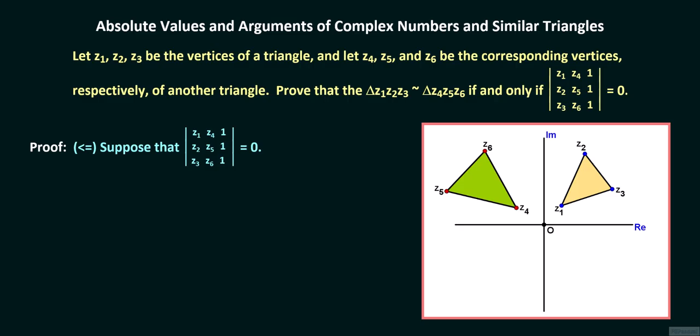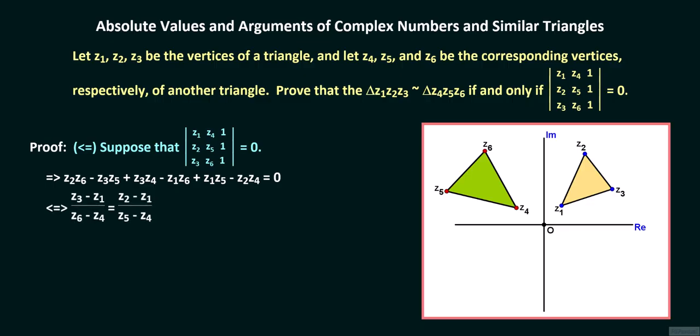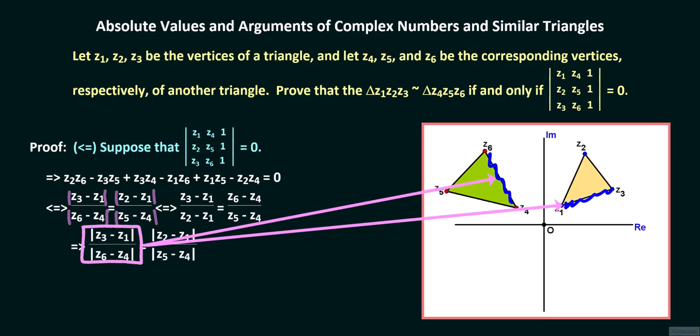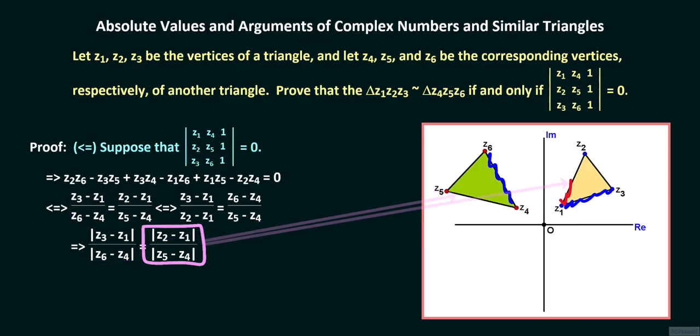We have already seen that the determinant is equal to this quantity. We are assuming it is equal to 0. One can show as an exercise that this equation is equivalent to these equations. We take the absolute value of every numerator and every denominator in the first equation. This fraction is the ratio between these corresponding sides of the two triangles. It is equal to this fraction, which is the ratio between this other pair of corresponding sides.